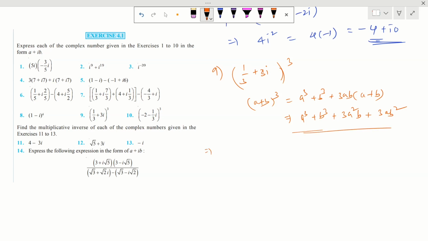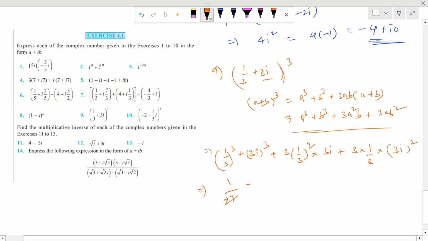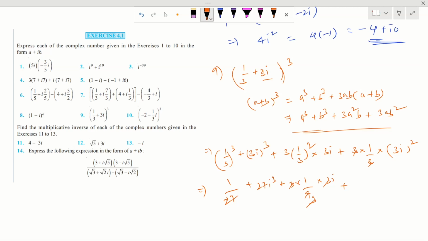So here the a value is 1 by 3, so (1/3) cube, and the b value is 3i, so (3i) cube, plus 3 into a value, 1 by 3, whole square, into the b value, 3 into i, and 3 into a value 1 by 3 and b value 3i whole square. If we simplify further, it is 1 by 27, and here 27 i cube, and 3 into 1 by 9 into 3i. So this 3 will get cancelled, we will have only i, and 3 will get cancelled here. It is 9i square.